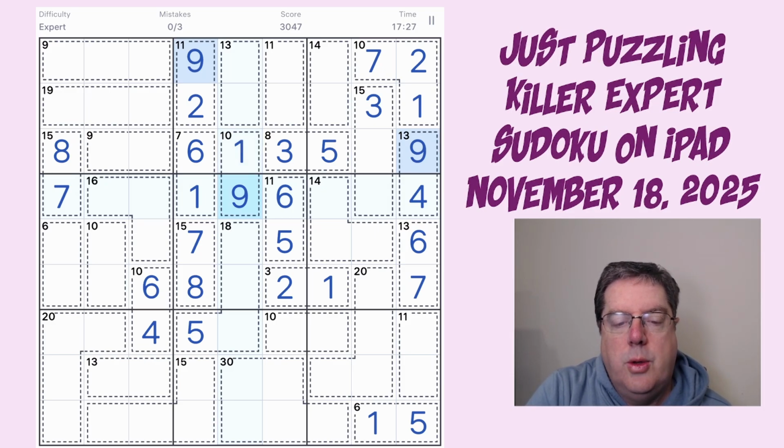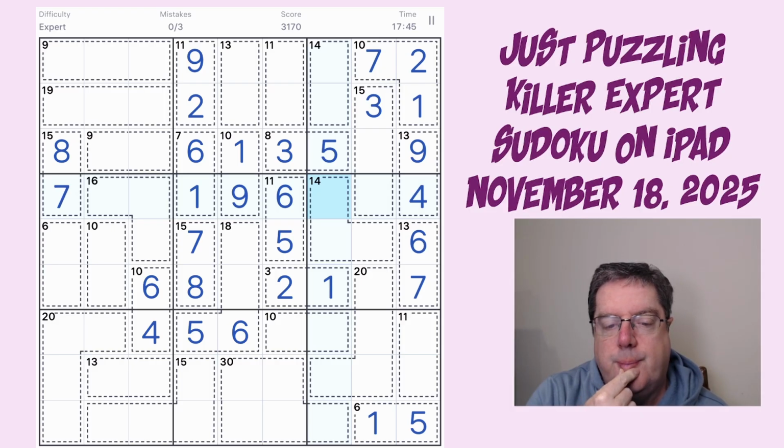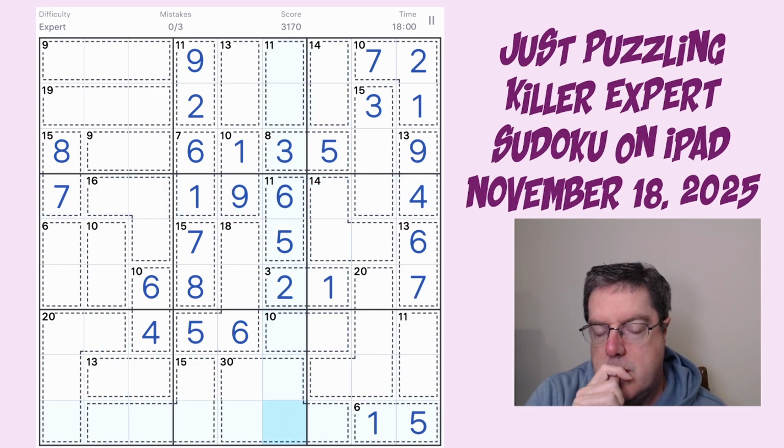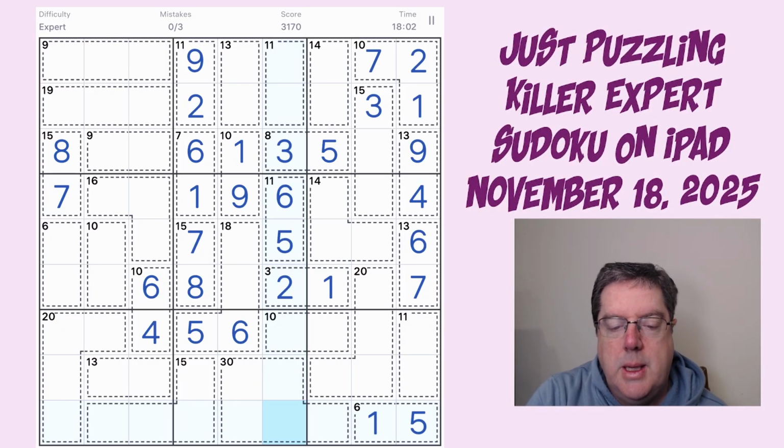So 1, 2, 3, 4. So 3, 4 here means that 3 4 is 12, from 18 is 6. 3, 4 there. 3 is here. 9, 2. So 9 cannot be here, so 9's one of these two. 1 can be here or here.